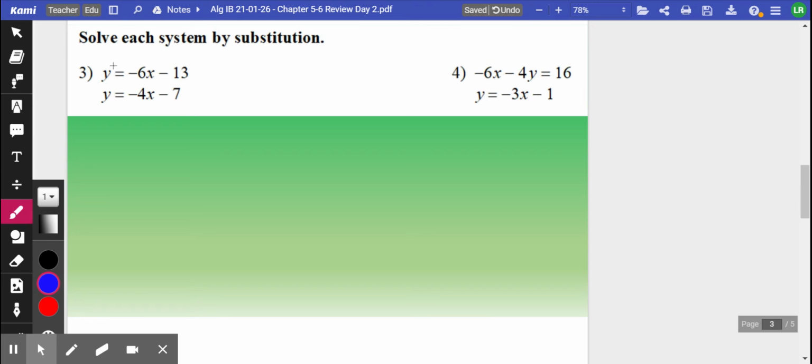Okay, for this first one, they are both solved. So when they're both solved, consider that my solved one. And it says y equals, so I'm putting that in right there. And really, I'm going to put these two things equal to each other. So it's negative 6x minus 13 equals negative 4x minus 7. We're going to solve this. So let's add 4x to both sides.